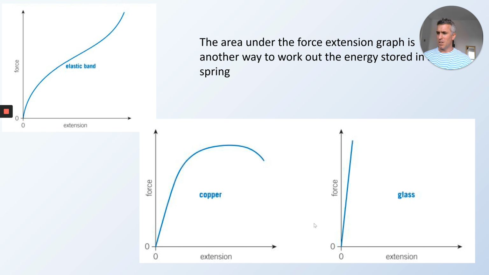Bizarrely, if you look at this elastic band, it doesn't obey Hooke's law. Even though Hooke's law was all about springs, an elastic band isn't as springy as a spring, so it doesn't obey Hooke's law. How do we know it doesn't obey Hooke's law? Because it's not really a straight line. There's no real straight line. I don't have an elastic band to hand, but here's a band on the end of my face mask.